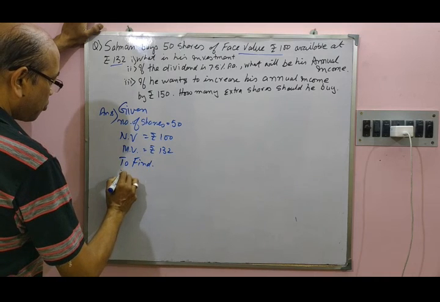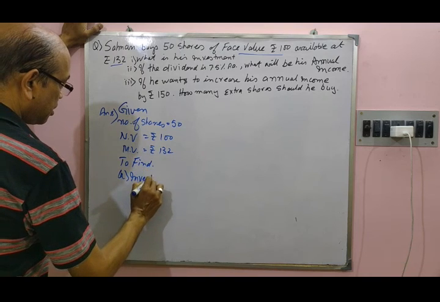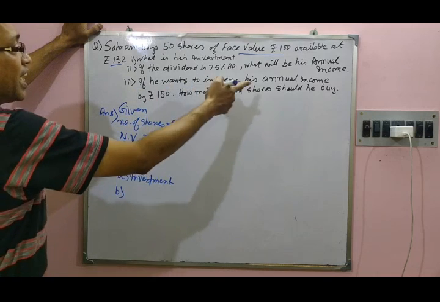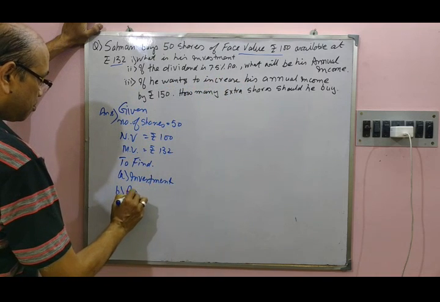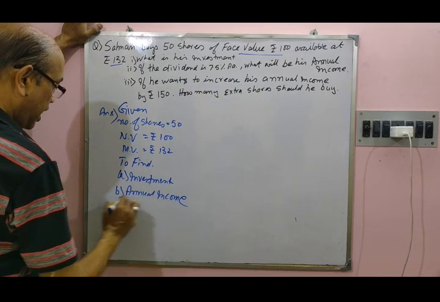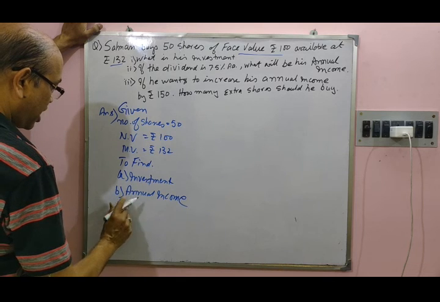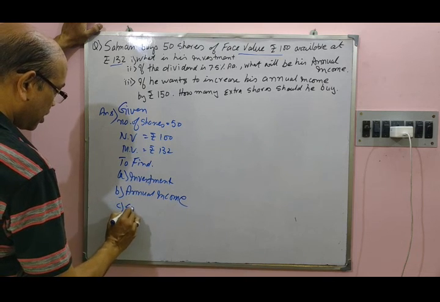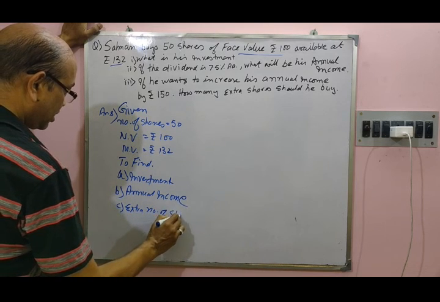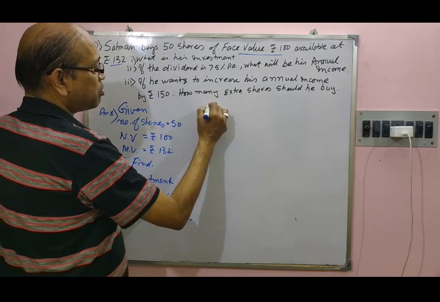To find: A, investment; B, annual income; and C, extra number of shares. First, investment. What is investment?